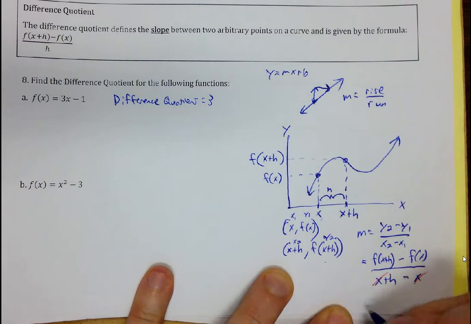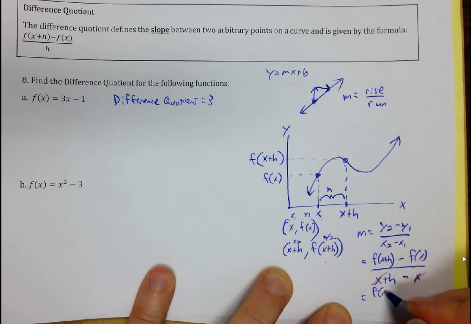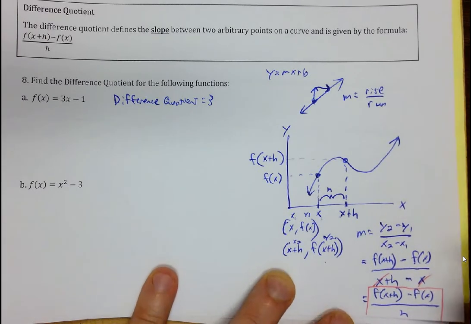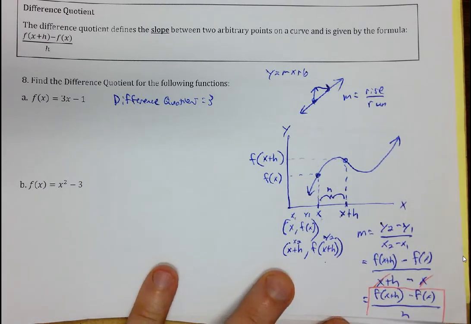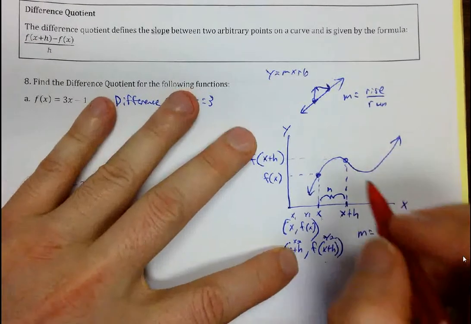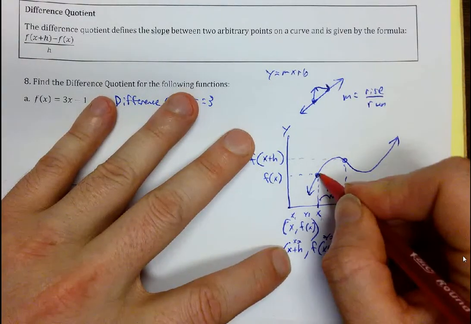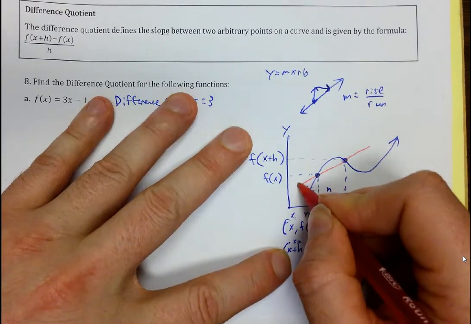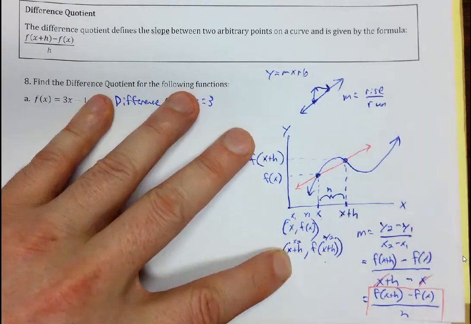And that leaves us with f of x plus h minus f of x over h. And that is our difference quotient. That's where it comes from. Now we can talk about why this is such a useful thing. What we've done here is we found the slope between these 2 points. If I were to draw a line right here, I found the slope of that line.